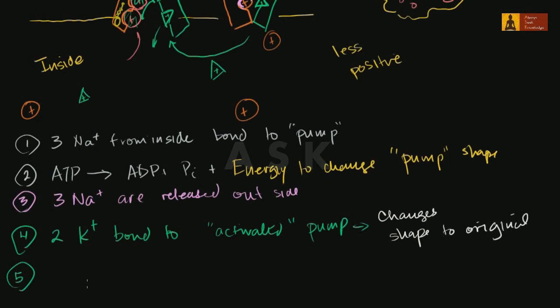Changes shape to original. And then once we're in the original, those two sodium ions are released inside the cell. And we're going to see in the next few videos why it's useful to have those sodium ions on the inside. You might have said, well, why don't we just keep pumping things on the outside in order to have a potential difference? But we'll see these sodium ions are actually also very useful.